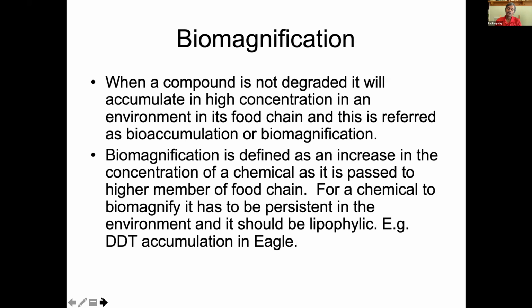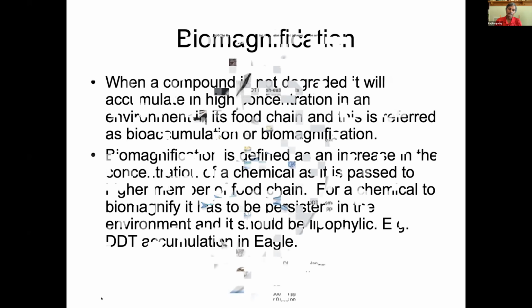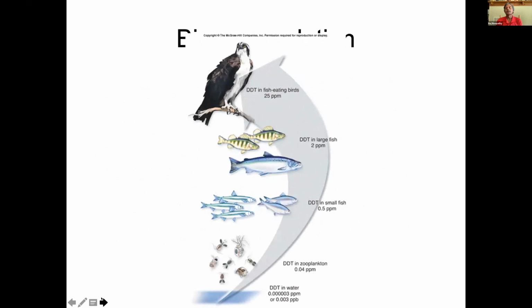And in a higher trophic level, it magnifies. That's what biomagnification is. So one of the classic examples is the accumulation of DDT in eagles. In this diagram, it shows that the DDT concentration in the water is really, really low. If you look at it, 0.003 parts per billion, very, very low and way lower than the EPA standard.